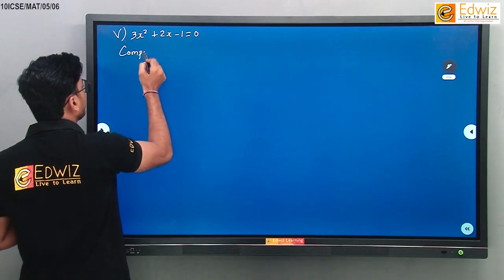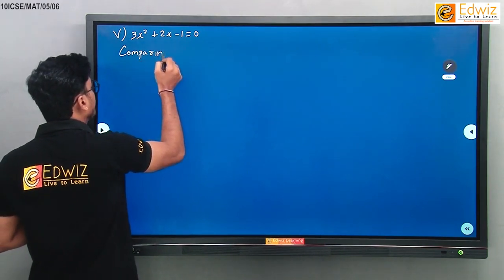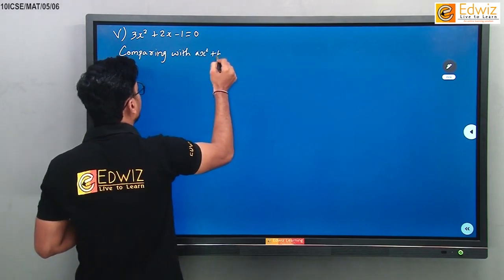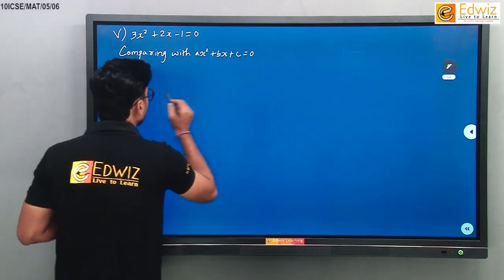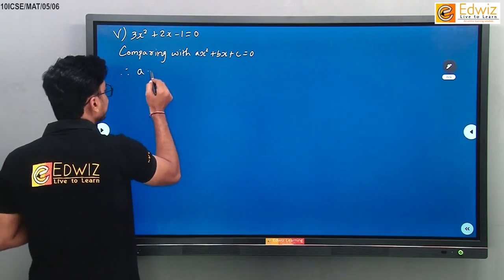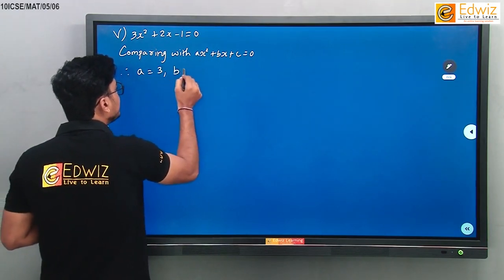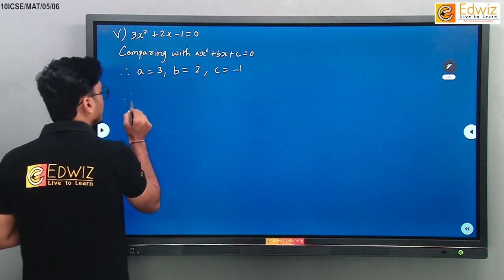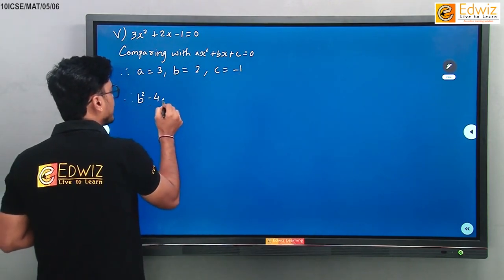Nothing will change in the solution, we have to do it the same way. Comparing with ax square plus bx plus c equal to 0. You can see clearly a is equal to 3, b is equal to 2, and c is equal to minus 1. So what will be b square minus 4ac?